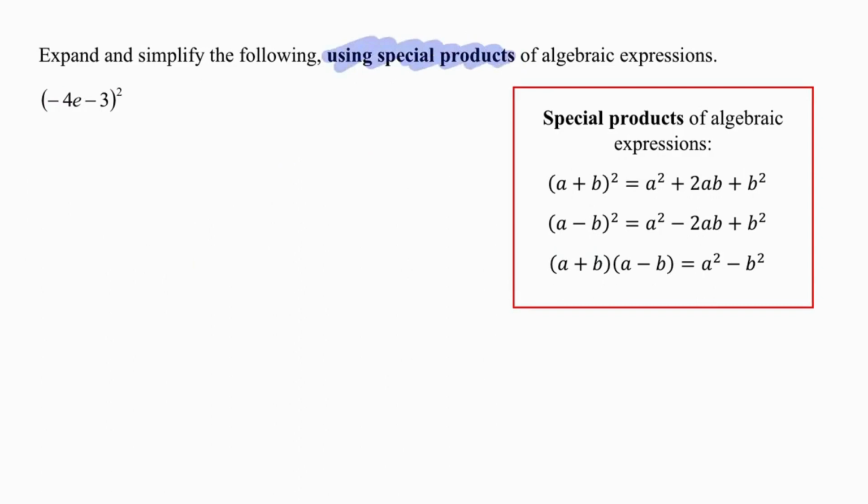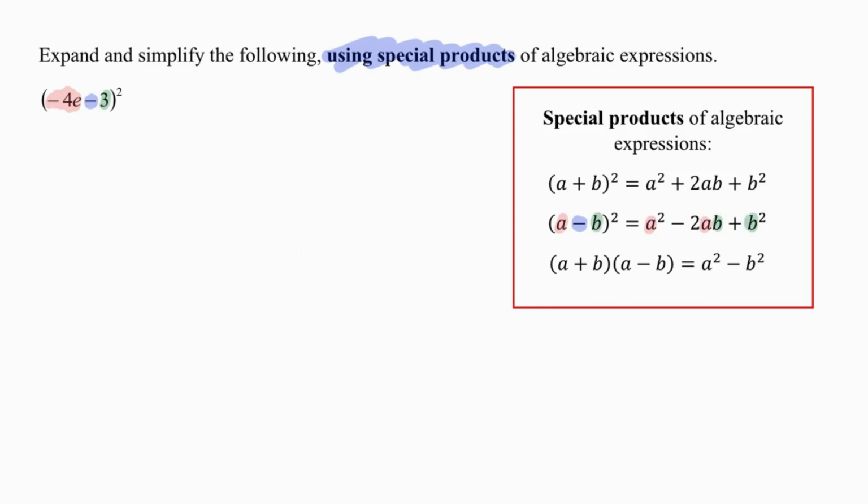The very first thing is, do take note for this question. I'm going to focus on my second negative sign. And therefore, I will choose the (a - b) square. Meaning, negative 4e will be my a, and 3 will be my b.